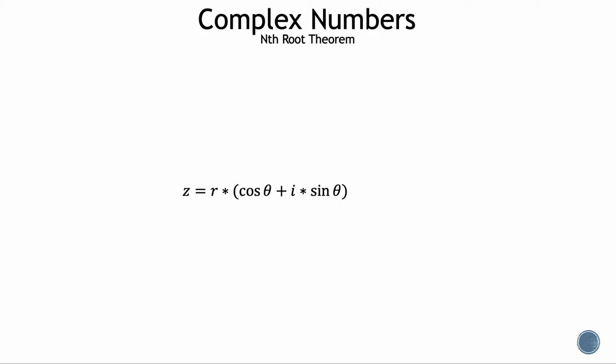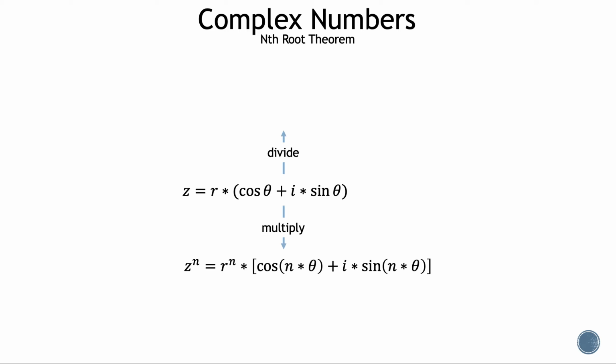Now, let's take a look at z is equal to r times the quantity of cosine theta plus i sine theta. Using de Moivre's theorem, when we multiply the same complex numbers, we have the modulus raised to a power, and the argument multiplied by that same power. What do you think happens when we divide by the same complex number? Well, what are the inverses of a power raised to the n and multiplication? That's right, the nth root and division.